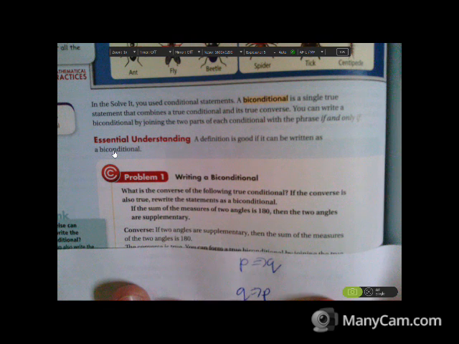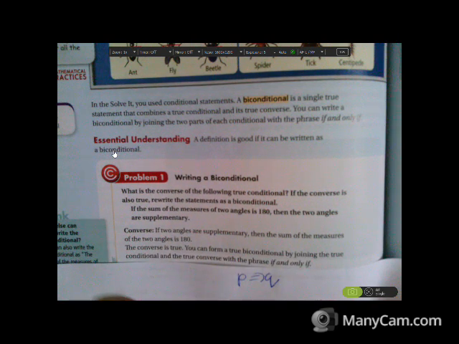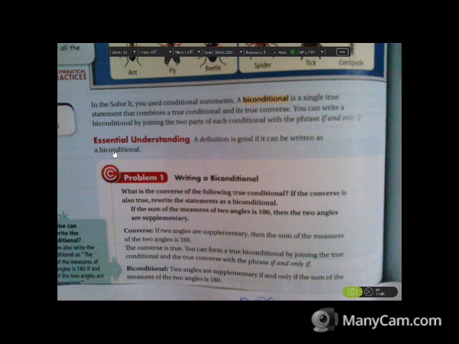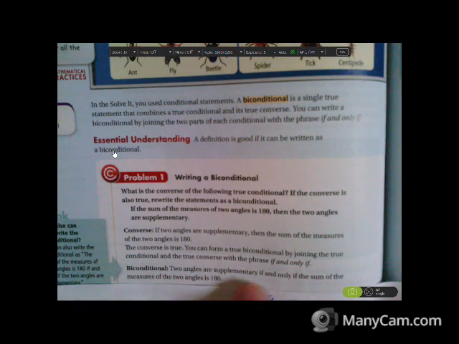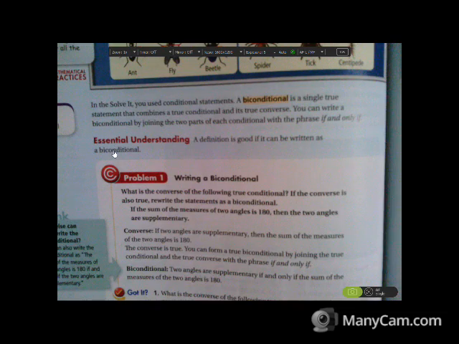Is that true? Yes, it is. The statement is true. So now we can put this as an if and only if. Two angles are supplementary if and only if the sum of the measures of the two angles is 180. So why don't we try the got it?